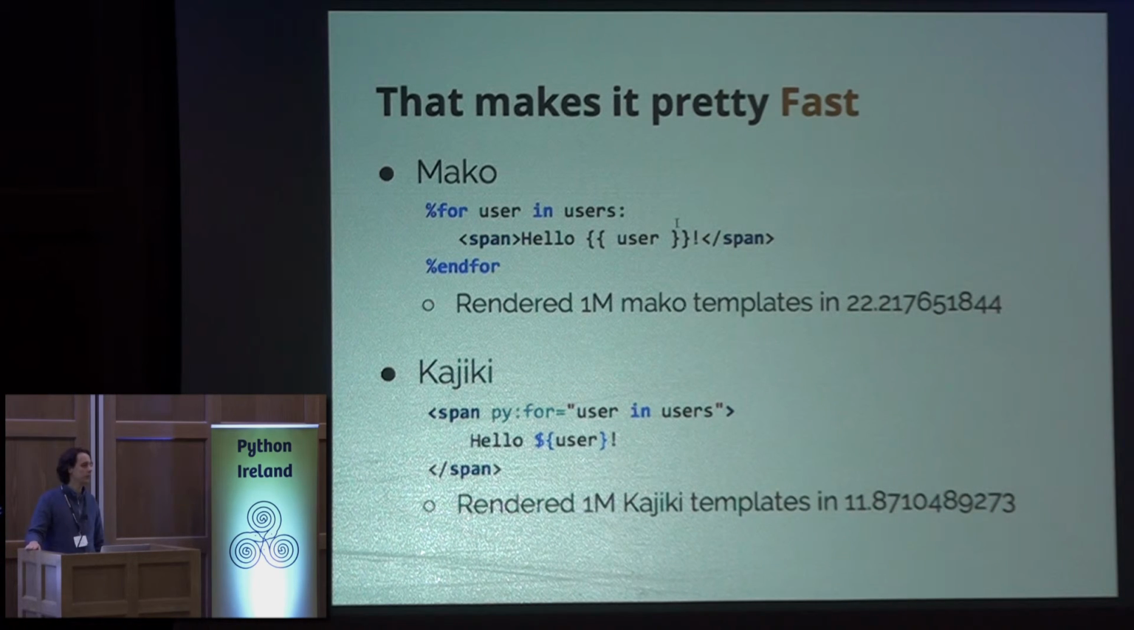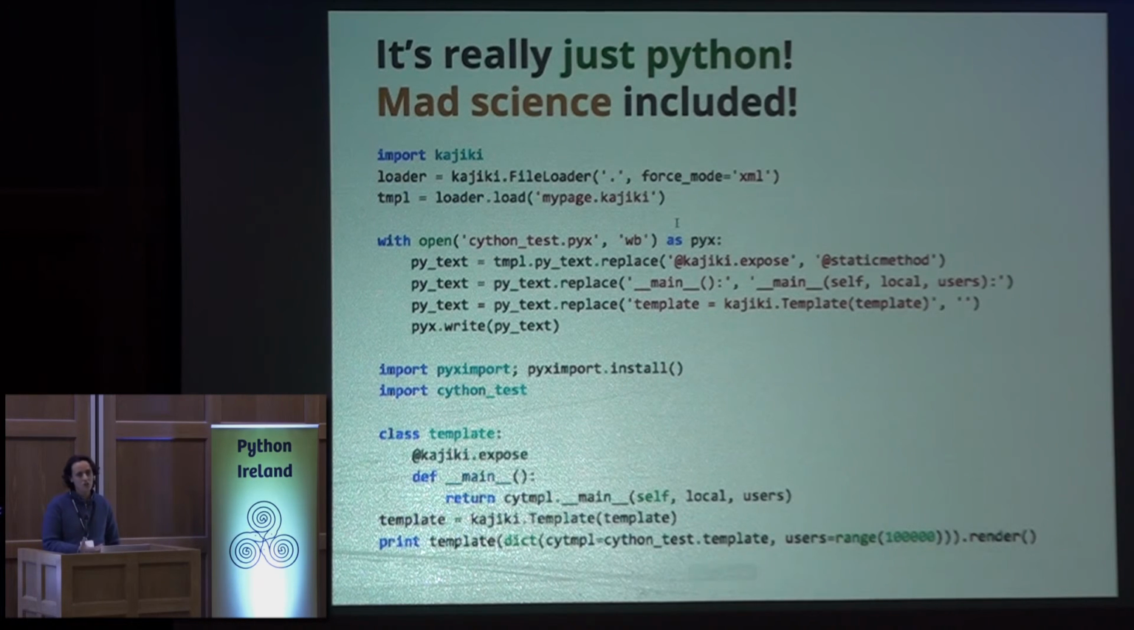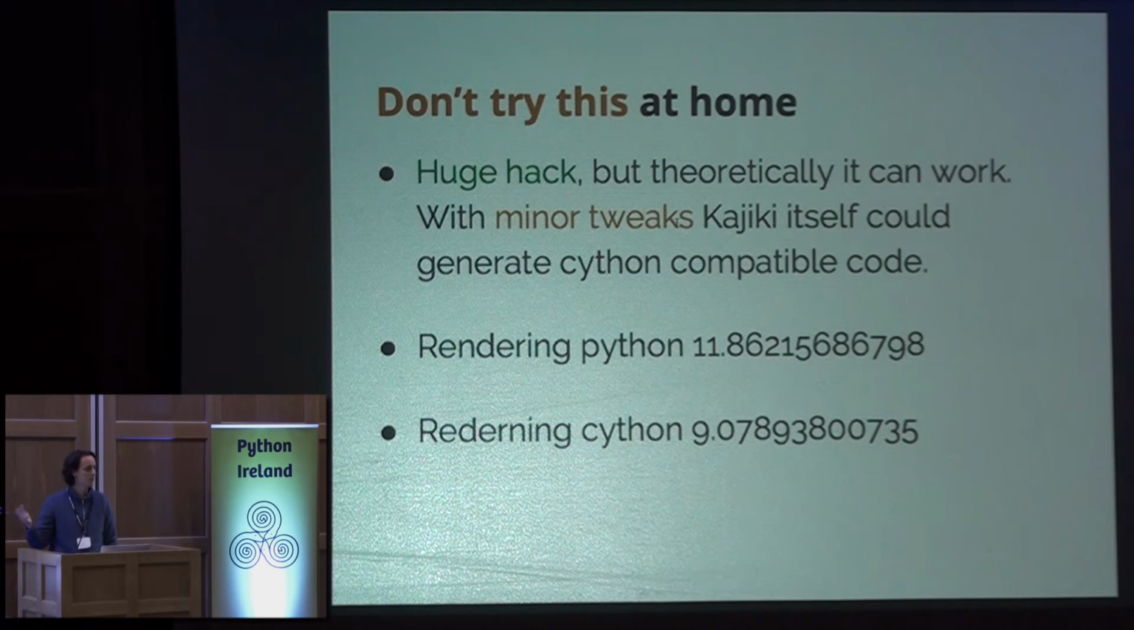Jinja is still faster because it implements many optimizations, but Kajiki is fast enough to make it usually faster than Mako, for example. And the fact that it's just Python code means that you can even apply dark magic to your Python code. For example, this is a small mad science experiment where I use Cython to compile my Kajiki template to something that is actually executing pure machine code. So what I get out is actually something that works, even though it was a huge hack and pretty complex. And without changing anything, just running Cython without decoration or anything else, it actually has been able to speed up my template.